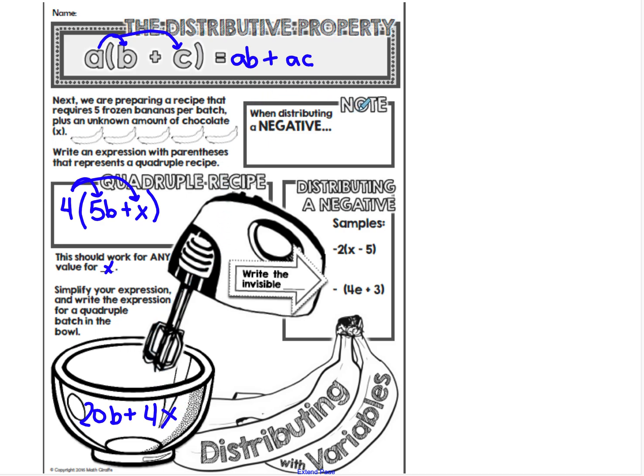Okay, and then over here on the side, there's kind of a side note. It says when distributing a negative, which we're going to look at in our next lesson, we'll be looking at some problems that will have negatives with it. So when you are distributing a negative, we are going to multiply by -1. So distributing a negative, here we have a -2 that we're going to multiply by.